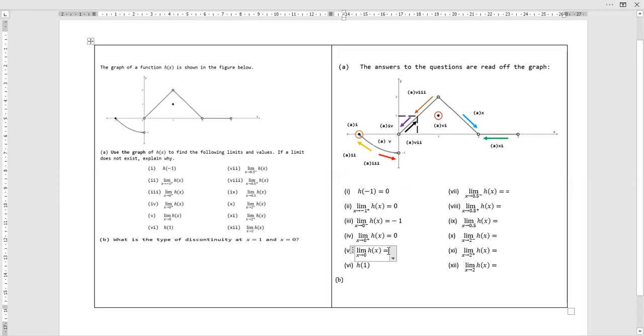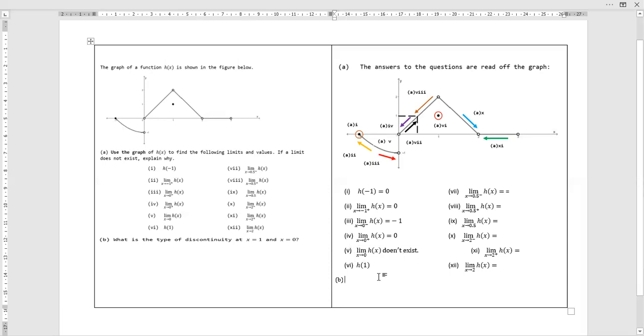The fifth question is asking us, what is the limit of h of x as x approaches 0? So for this limit to exist, we check the limit from the left side of 0 and from the right side of 0. If those two are equal, then this limit exists. So we can see from 3 and 4 above that those two limits are not the same. Therefore, this limit does not exist.